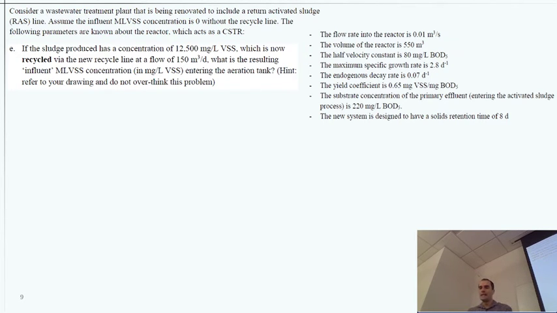Okay, part E says if the sludge produced has a concentration of 12,500 milligrams VSS per liter, which is now recycled via the new recycle line at a flow of 150 cubic meters per day, what is the resulting, quote, influent ml/VSS concentration in milligrams per liter VSS entering the aeration tank? And I add a hint there to refer to your drawing. So make sure you sketch out the drawing again here. Have a nice clear depiction.